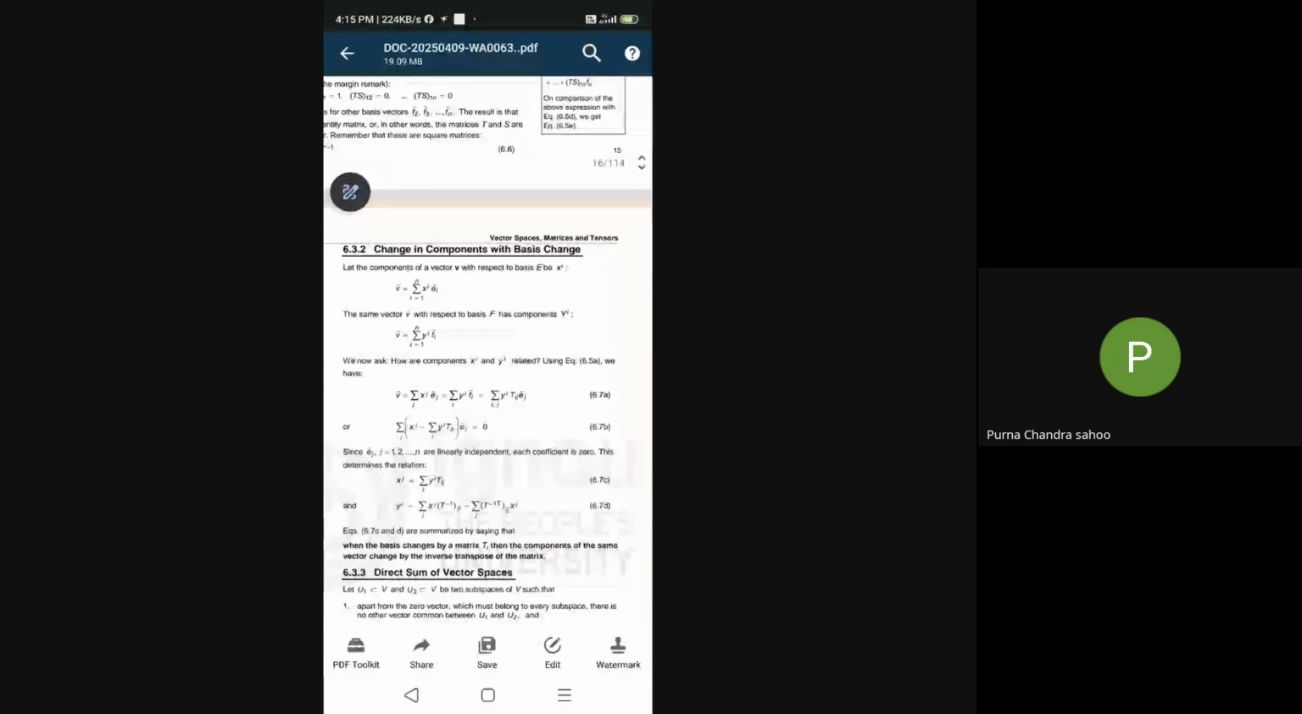Then change in component with basis change. When the basis changes by a matrix T, then the components of the same vector change by the inverse transpose of the matrix as shown in the screen.